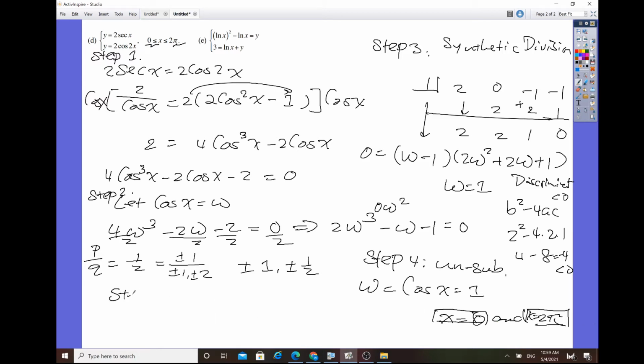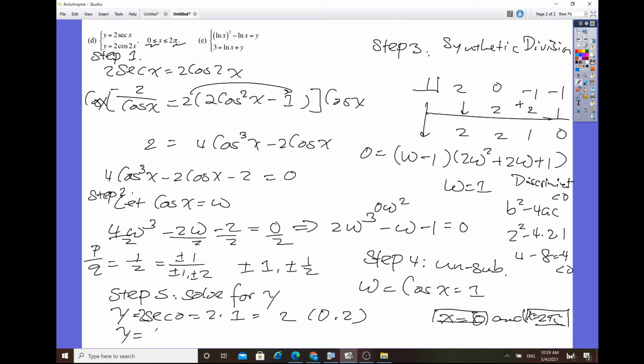So step 5, solve for y. So plugging a number back into the equation, y equals 2 times secant of 0. So 2 times 1, then that'll be 2. So we got 0, comma 2.